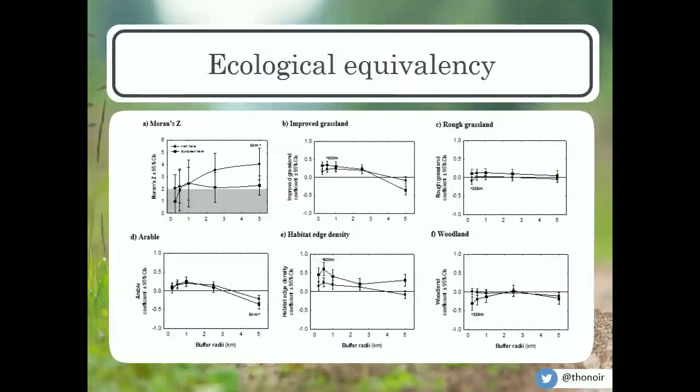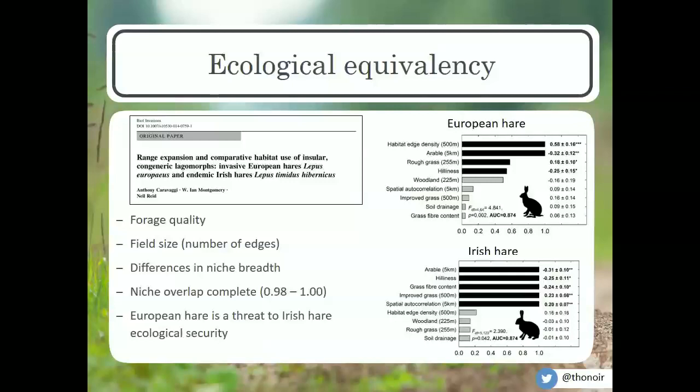And this is what we got. There are a lot of similarities, but some key differences. European hares prefer, they're more resilient to rougher quality forage, prefer smaller fields with field edges. Irish hares are the opposite. They prefer soft agricultural grasses. But niche overlap was almost entirely complete. So the European hare is a threat to Irish hare security, ecological security. There's a lot of potential for competition there.